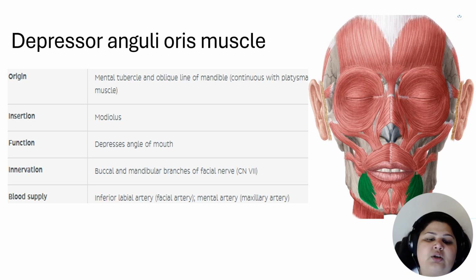Okay. Depressor anguli oris muscle. Origin, the mental tubercle, oblique line of mandible, continuous with platysma muscle. These muscles are platysma, they go like that, right? So that's the mental tubercle and oblique line of mandible continuous with platysma muscles. Insertion is modiolus, right? Function, depresses angle of mouth. Depressor anguli oris. Oris is oral, that's mouth, right? So anguli, it gives an angle. So that's the wide open muscle. Buccal and mandibular branches of facial nerve CN7, right? Because we're also using our mandible, that's why we are calling it buccal and mandibular branches of facial CN7. Blood supply: inferior labial artery, facial artery, mental artery, maxillary artery. So, you know, there are two blood supplies, facial artery and maxillary artery.